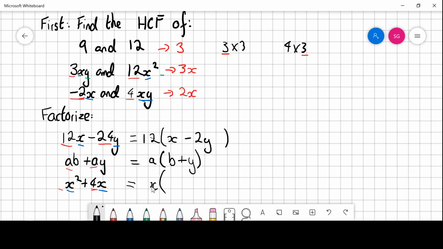Okay, and now what is going to be inside our brackets? Well, it's going to be x squared divided by x. That'll just be x. And then 4x divided by x. That's just going to be 4.